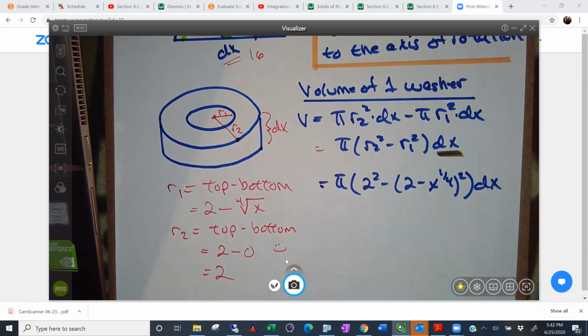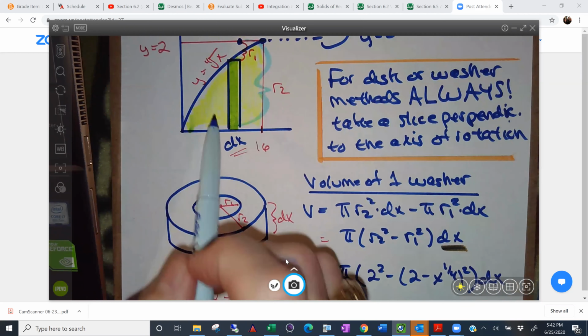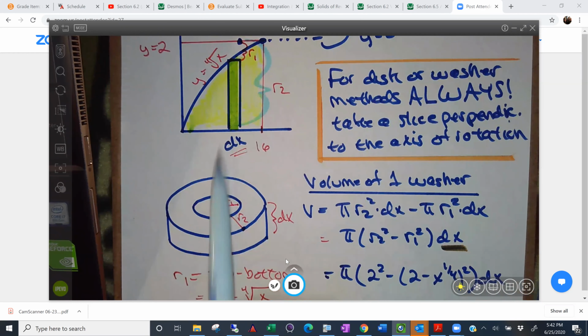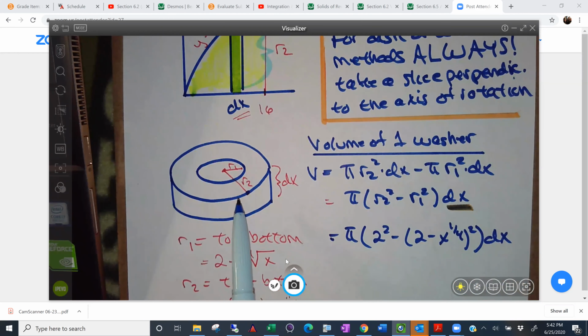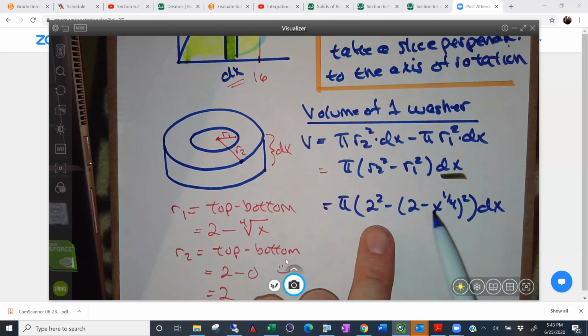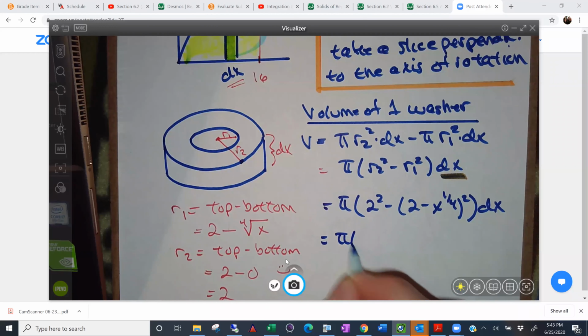When I grade your papers, I look for little baby steps. Did you take a slice in the right direction? Great. Did you set up a washer method, not a disk method? Great. Did you get this expression and simplify it? So let's simplify it. It's going to be 4.